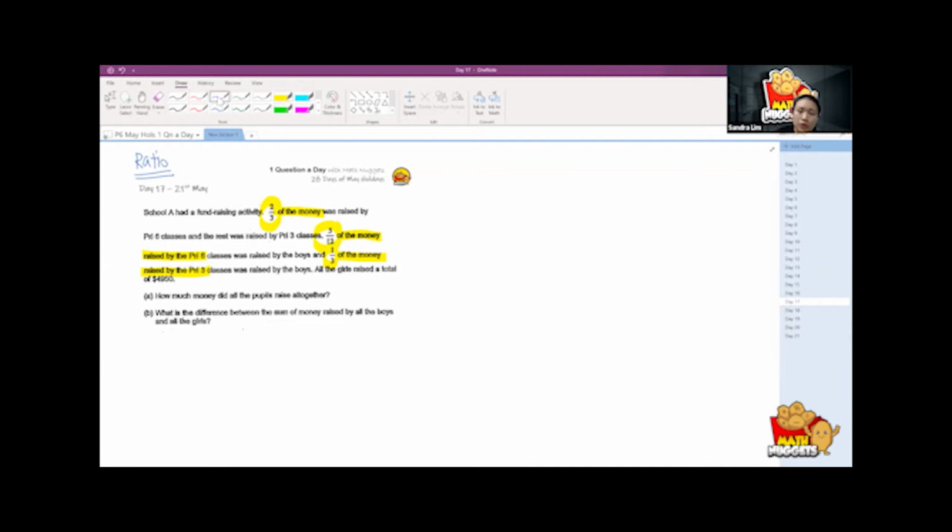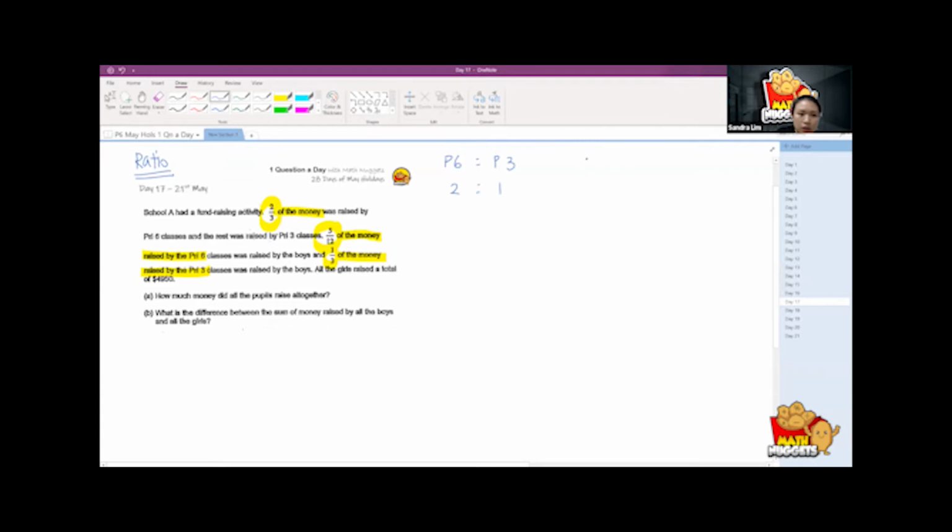Which means we cannot change to the same denominator. So I'm just going to write the ratio for this. 2/3 of the money raised by P6. So which means, okay, raised by P6 and raised by P3. If 2/3 of them raised by P6 means 1/3 will be raised by P3, right? So I can write the ratio for the money raised like that.